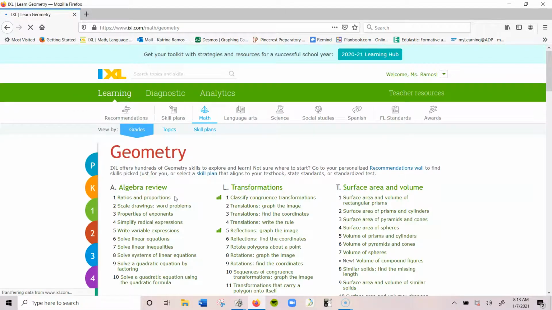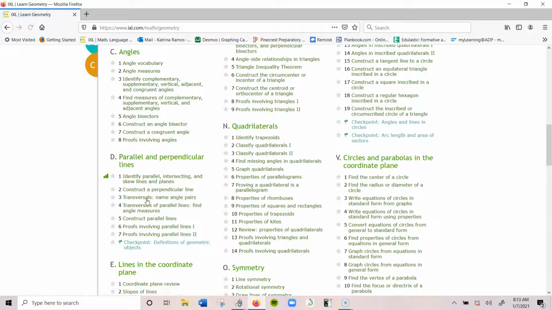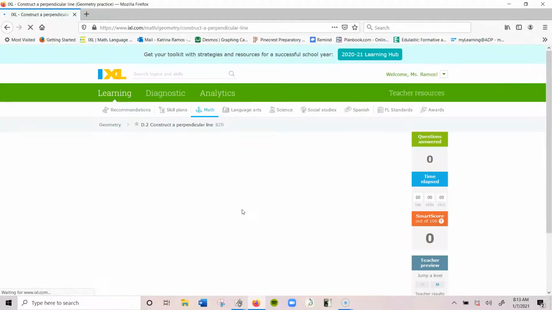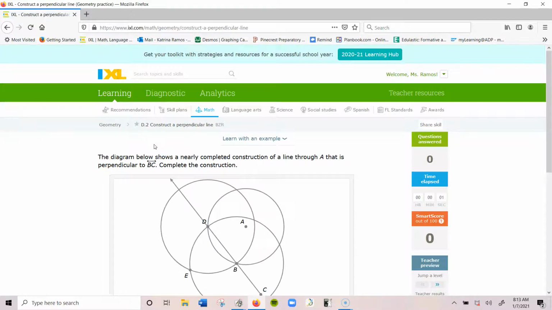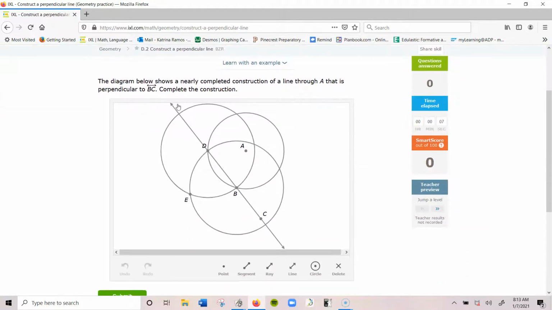Now let's go to D2, which is a little bit rougher, so be patient with me. Okay, so here we're constructing a perpendicular line. Okay, and it can be super confusing when you look at all of this mess. But basically, it tells you we want to complete or construct a line that goes through A that is perpendicular to BC. So the only line there, we want A to be perpendicular to that line.